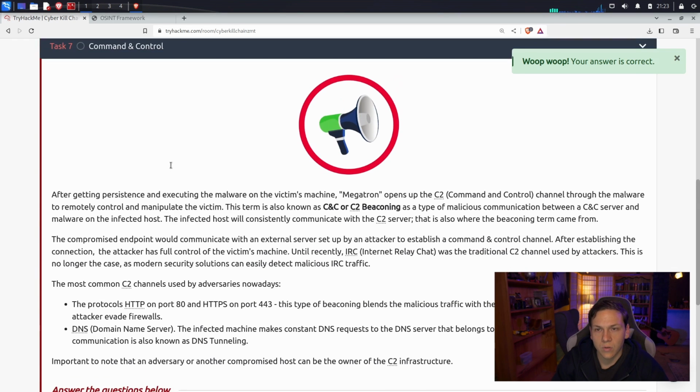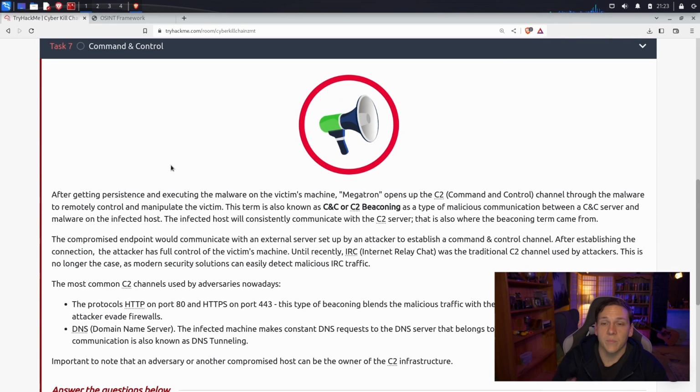Command and control. After getting persistence and executing the malware on the victim's machine, Megatron opens up the C2, command and control channel, through the malware to remotely control and manipulate the victim. This term is also known as CNC or C2 beaconing, a type of malicious communication between a CNC server and malware on the infected host. The infected host will consistently communicate with the C2 server. That is also where the beaconing term came from.